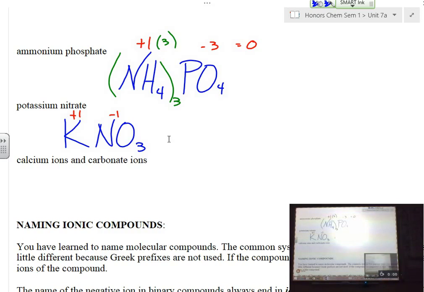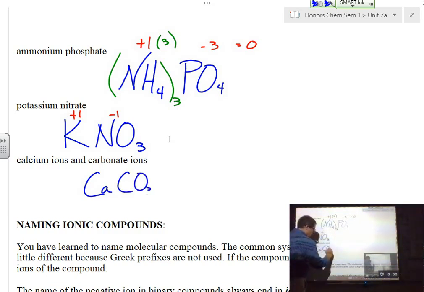Okay. All right, calcium ions and carbonate ions. Who's my metal? Calcium, so we'll write it first. And carbonate, it's in the middle column, near the top. Okay. So plus 2, minus 2.